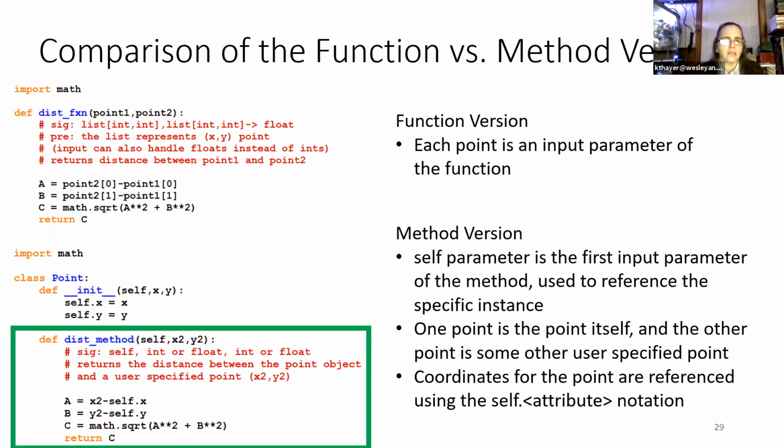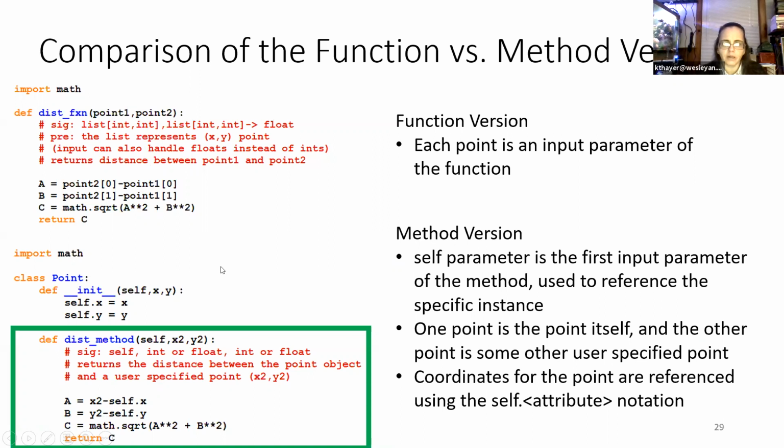So let's do a comparison between the function versus the method version. Here is our function version that we wrote earlier. Each point is an input parameter of the function. Here are 2 points that are input parameters, and this is the function which is just defined out in main. Now, in the method version, it's a little bit different.